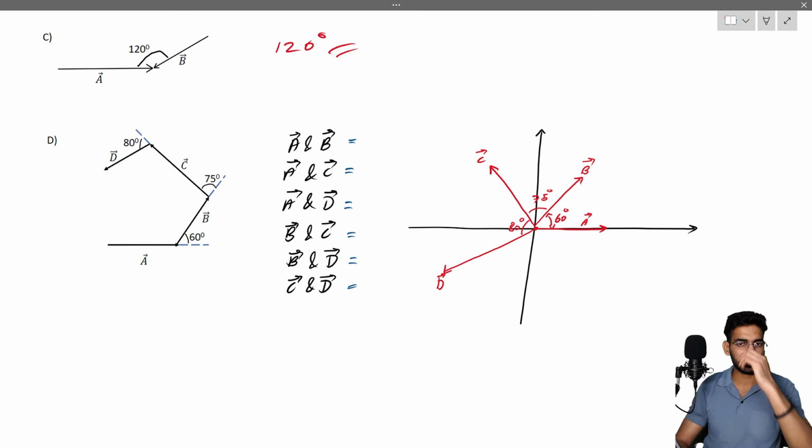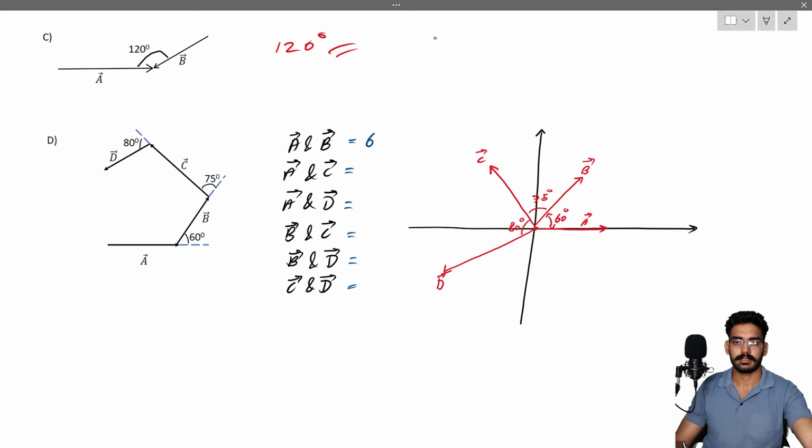You have to note that there will be one angle which is more than 180 and one angle which is less than 180, and you have to answer with the angle which is less than 180, always. We have read this property. 60 degrees this will be, and this will be 75 degrees.